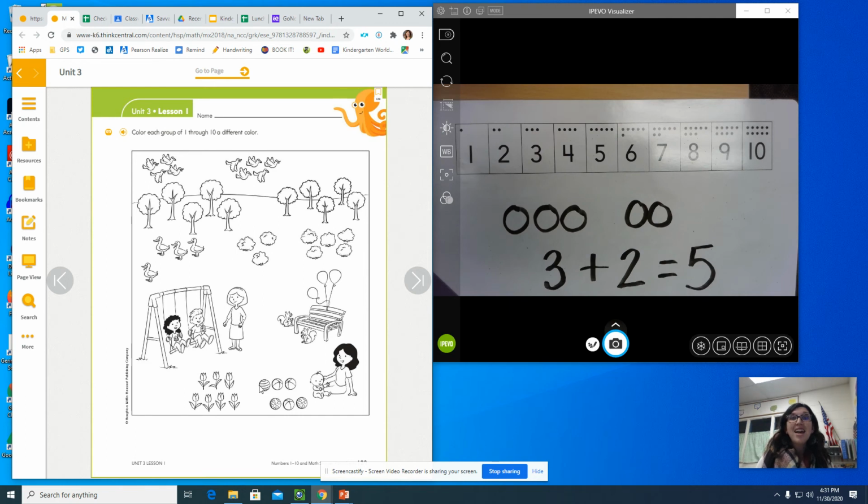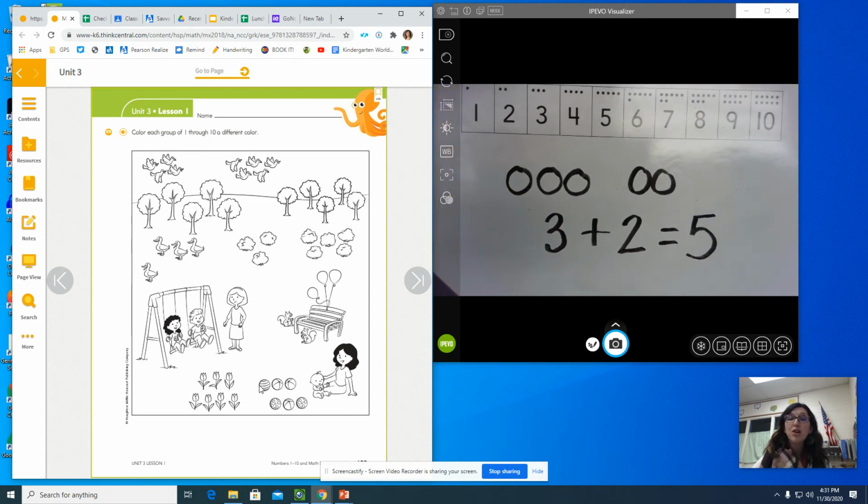Awesome work today. Thanks for playing along, and I hope that you have a great time working on your worksheet all by yourself. Before you get started, I want to show you some ideas about what you might color in your picture. In the picture on the screen, it says, color each group 1 through 10 in a different color. Let's look at the picture and see if we can find an object that is in a group of 1. That means there's only one of them. This one's kind of tricky.